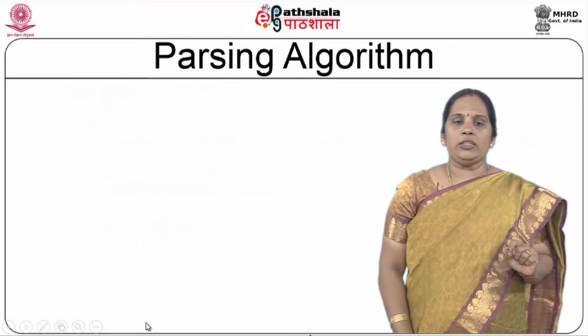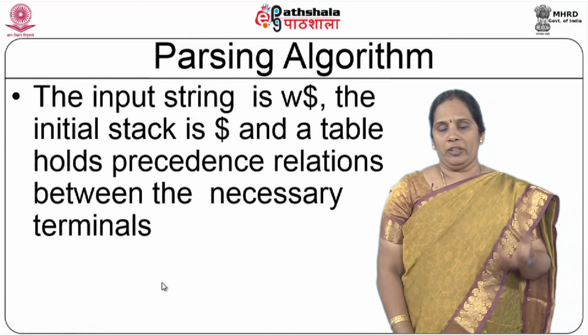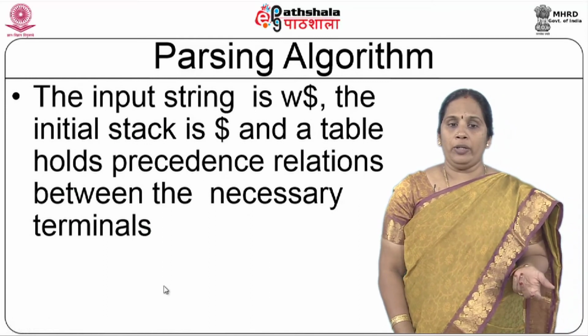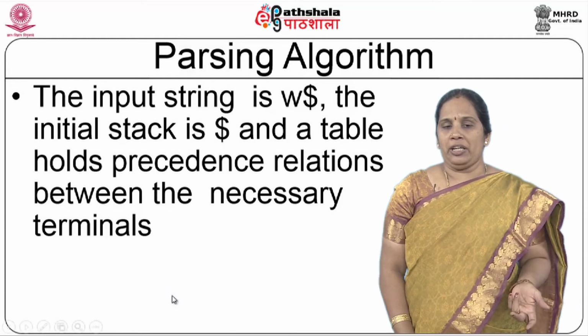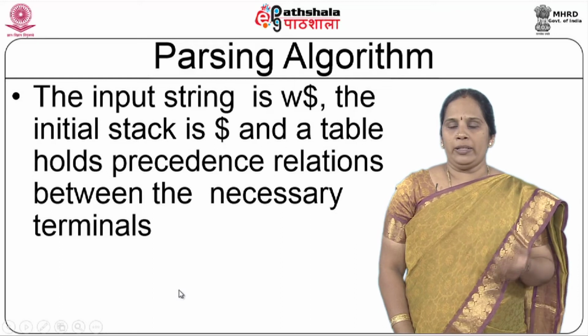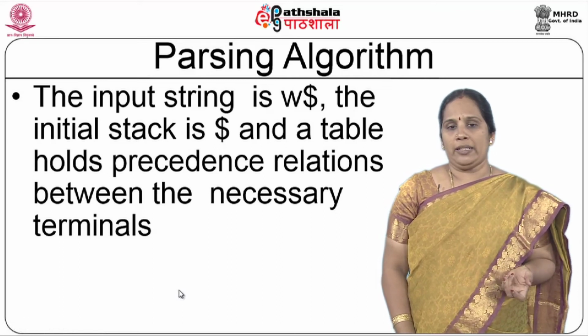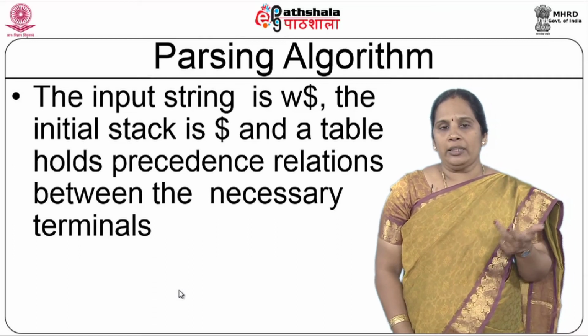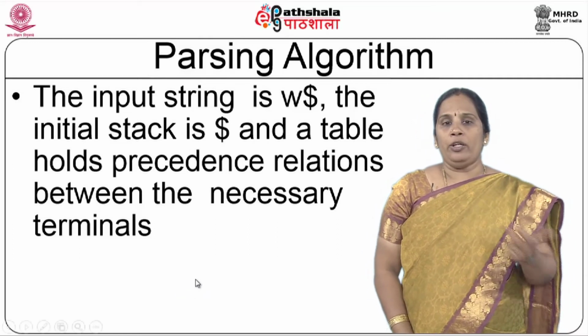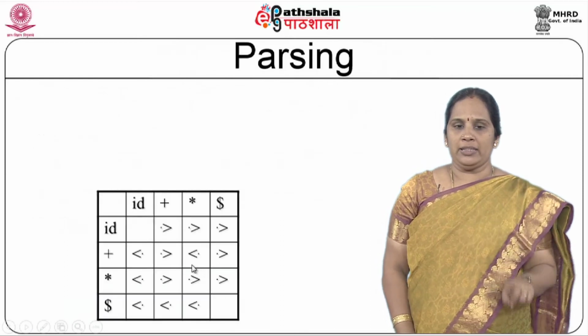Now, based on this parsing algorithm, let us try this with the help of the relations which you have already computed for the expression grammar. The expression grammar, we already know, is an operator precedence parsing capable grammar. It can be parsed using an operator precedence parser. Therefore, we are going to consider the expression grammar and use that to parse. Based on that, we have already got the precedence relation here.